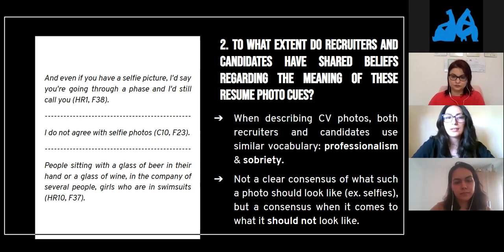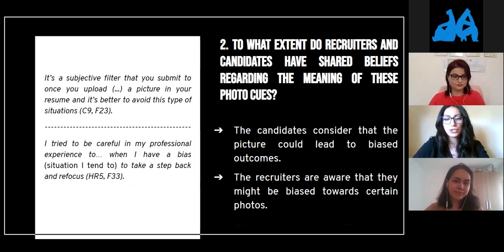And one candidate told us, I do not agree with selfie photos. But they agree that you should not have a weird picture in your resume, like sitting with a glass of wine or beer, or at the seaside in a swimsuit. Also, the candidates consider that the picture could lead to biased outcomes and they could be judged. One candidate said it's a subjective filter that you submit to once you upload the picture in your resume. And the recruiters are aware that they tend to be biased towards certain pictures. One recruiter told us that if she sees that she tends to be biased, she takes a step back and refocuses.